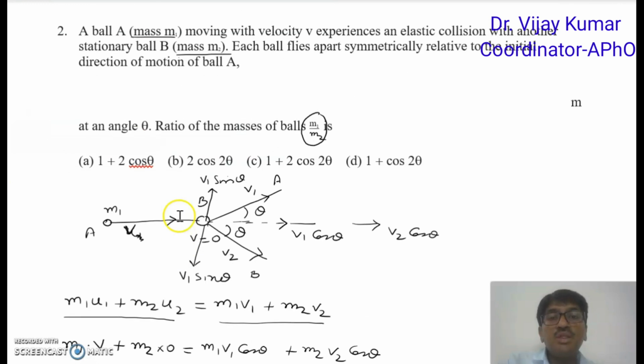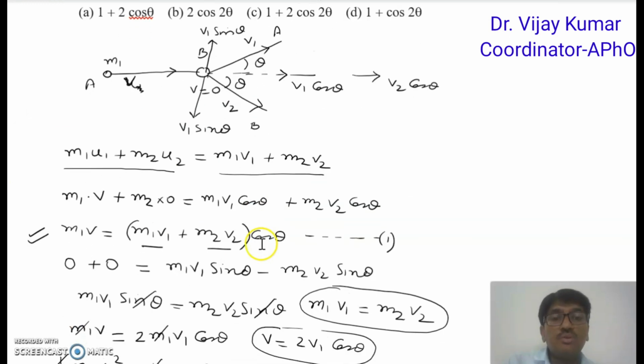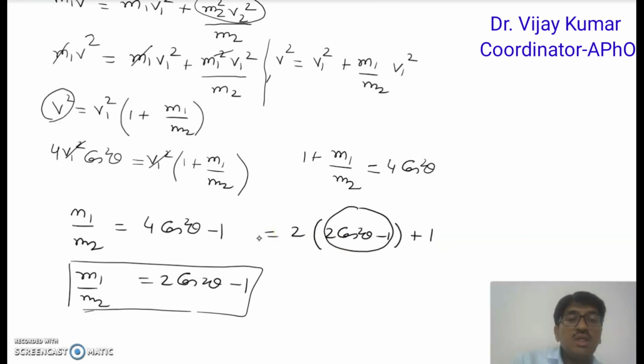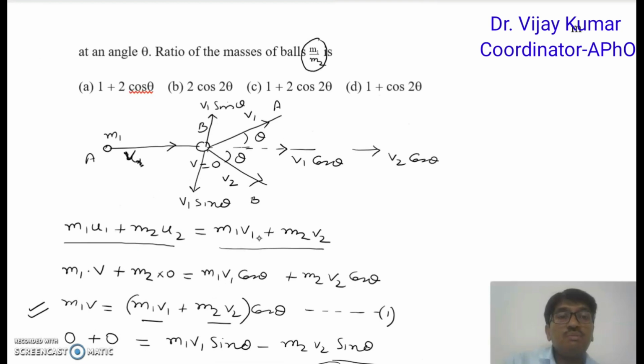So in the given four options, the answer is 2 cos 2 theta. Sorry, it should be plus 1: 2 cos 2 theta plus 1, that is, 1 plus 2 cos 2 theta. This is the right answer. C is the right answer. So this is question number 2.